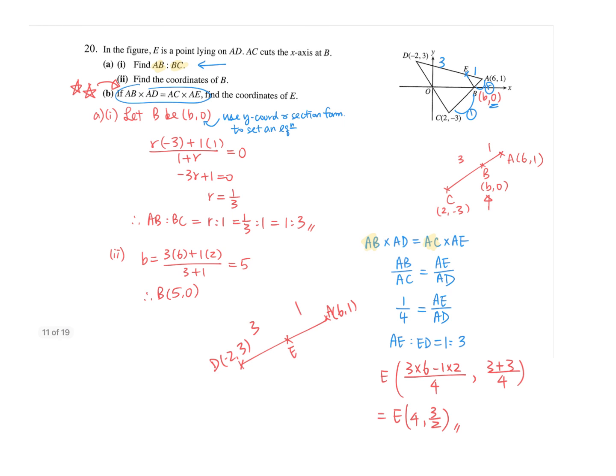All right, here you go. So I'm just using this 3 to 1 from the left to right, and applying the section formula, I'll be able to find both coordinates of E, and these are the coordinates of E. That's it.